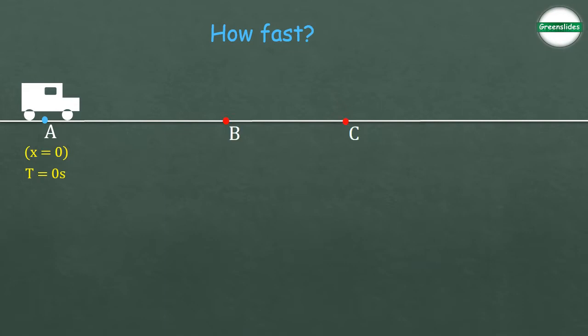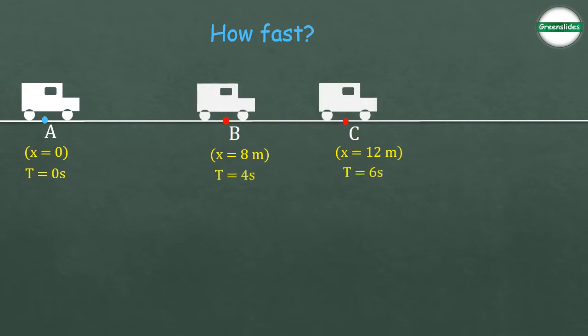We have that there are two other points B and C, which are at x is equal to 8 meters and x is equal to 12 meters. And the vehicle was at these 2 points at t is equal to 4 seconds and t is equal to 6 seconds. I think we have enough information now to calculate how fast the vehicle is moving.